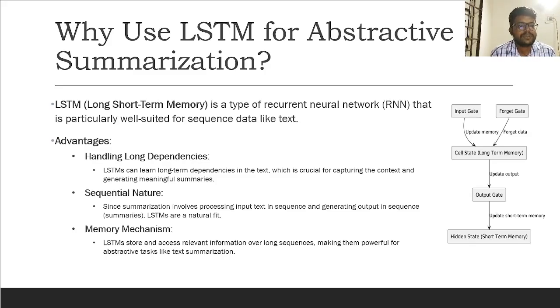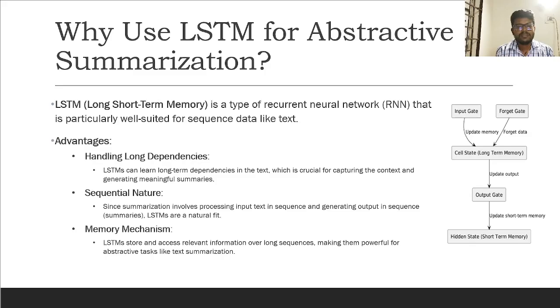Now comes the question, why do we use LSTM for abstractive summarization? Because LSTM resolves the problem of RNN, which is the vanishing gradient problem. So it gives us better memorization and it is good for text summarization.